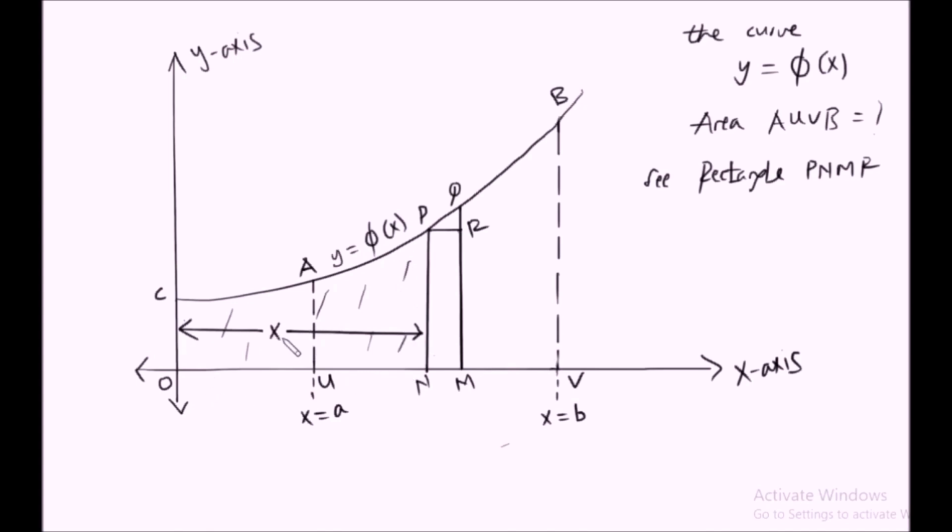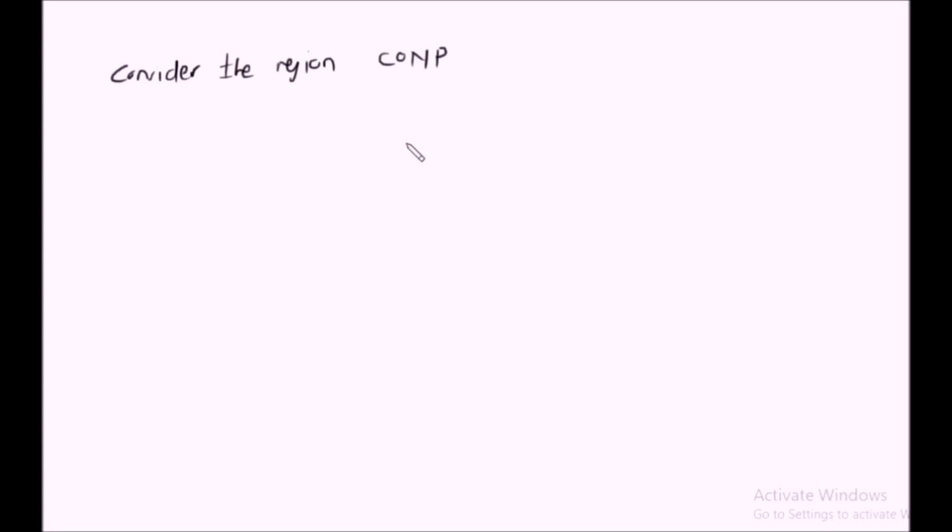So the area sasa of this region, ambayo inaanzia from x equals 0 hapa kwenye origin mpaka hapa kwenye N. Okay, so area ya hiyo region bila shaka ni function of x. Tunasema, let's assume that the area of that region now, C O N P, is just a particular function of x, okay, like that.